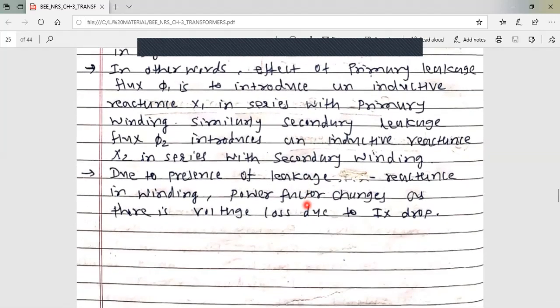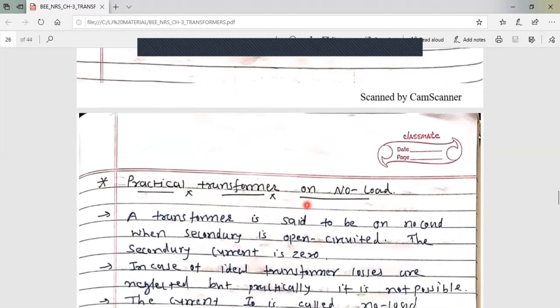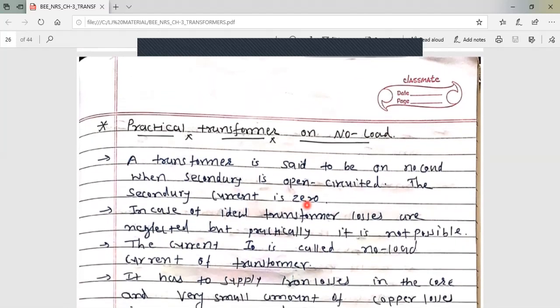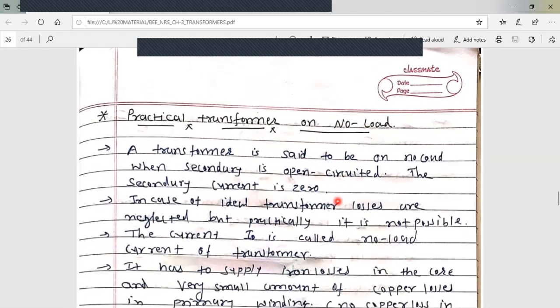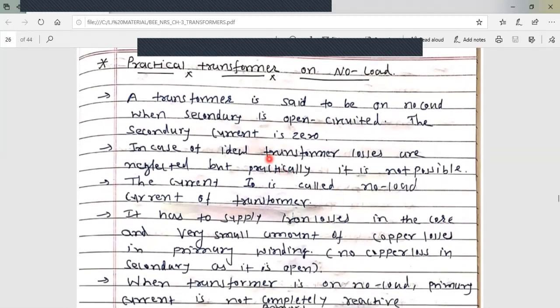Now we will move towards the practical transformer on no load. So basically, practical transformers are divided in two categories: practical transformer on no load and practical transformer on load. First of all, we will discuss the practical transformer on no load. A transformer is said to be on no load when the secondary is open circuited. It means when the secondary is open, there is no load connected to the secondary. It is known as the no load condition.